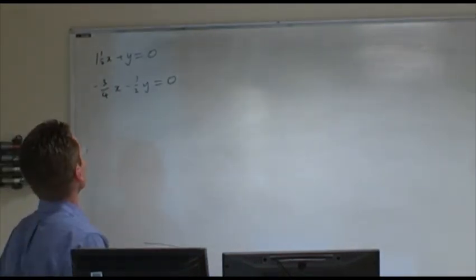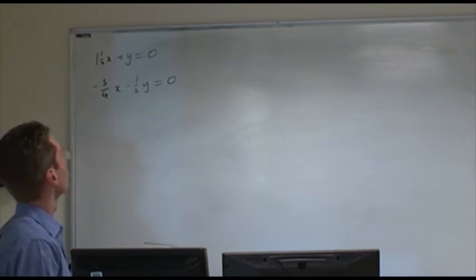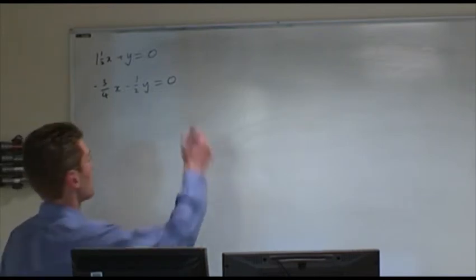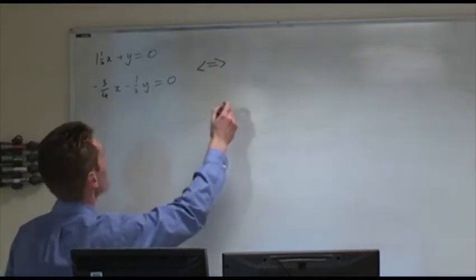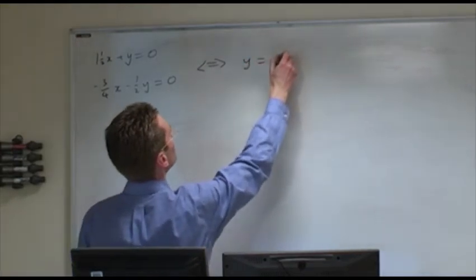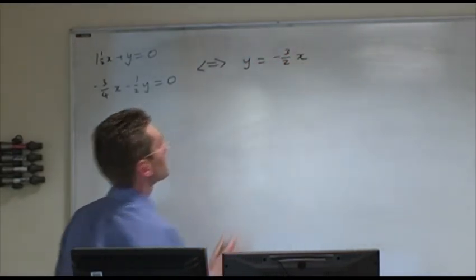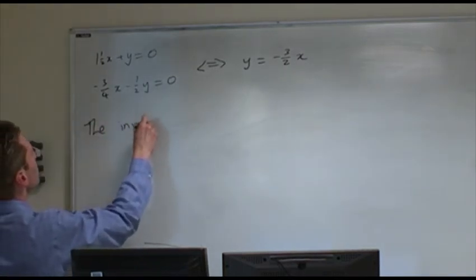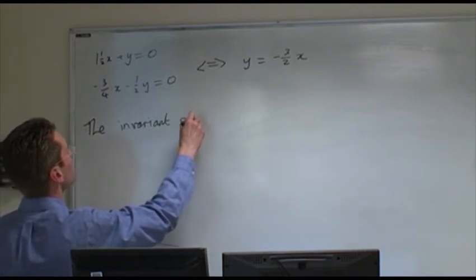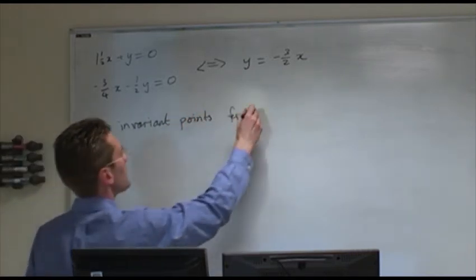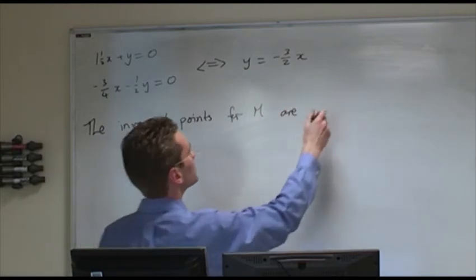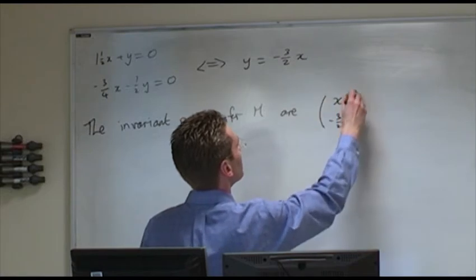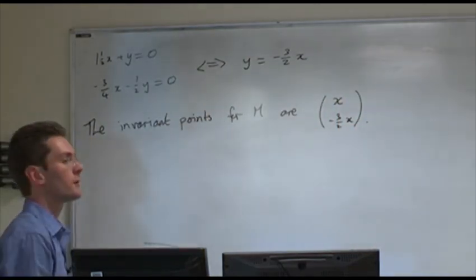So my simplified equations are now 1.5x + y = 0, and -3/4 x - 1/2 y = 0. But these are actually the same equation in disguise. They both say that y is equal to -3/2 x. So the invariant points for the matrix M are all of the form (x, -3/2 x). So we have an entire straight line of invariant points.